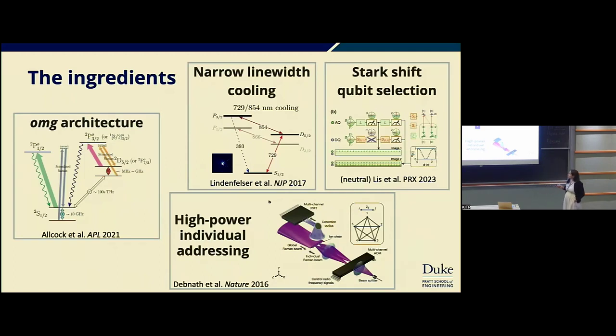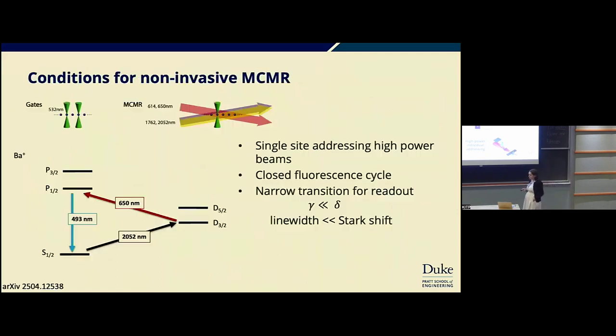Okay, and then the last ingredient is what we've been doing at Duke for some time now, where we have these individual addressing beams where each ion has its own individually addressed laser. In this case, it's coming from this multi-channel AOM. And these are high-power beams for doing fast Raman gates. And they're site selective, right? So we can choose which one that we turn on. So putting all of these ingredients together, we can do this site selective measurement.